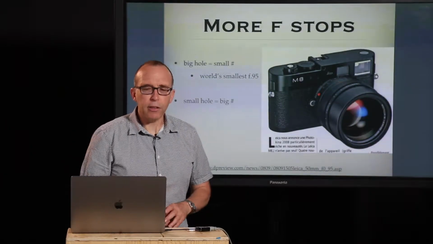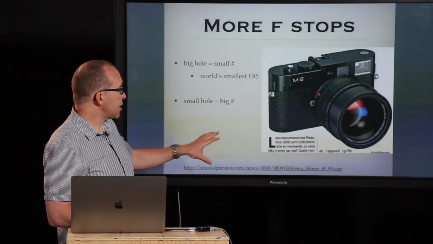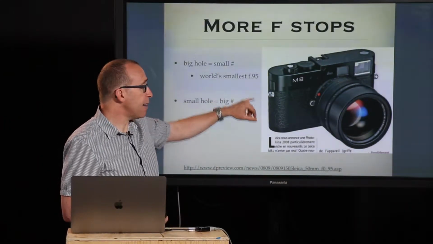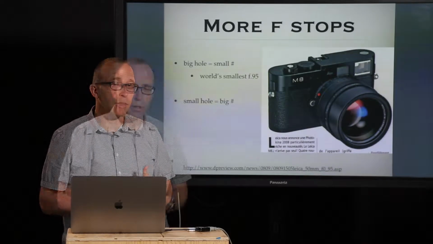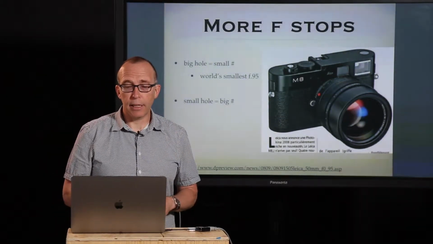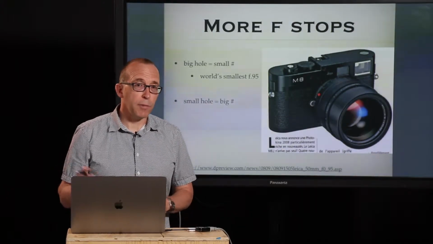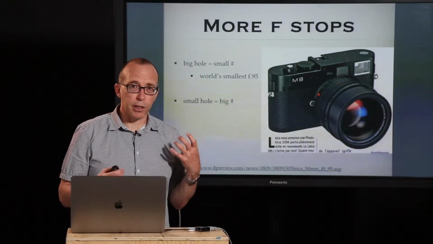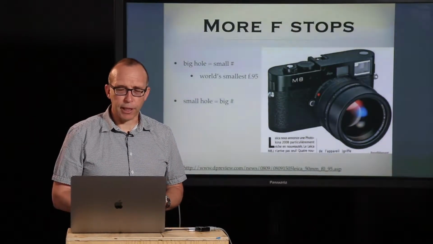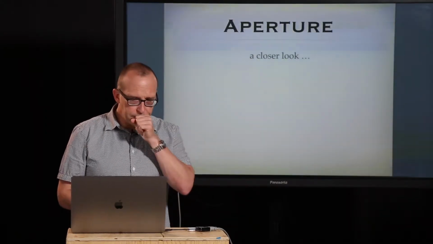Just for fun, I put this picture of this camera up here, and this lens has a maximum aperture of f.95. What I'd like you to do just for fun is Google that lens and see if you can figure out how much that lens cost, and maybe send me an email or put it on the message board. I'd like to see what different prices people are finding for that lens. Kind of a strange, unusual lens.